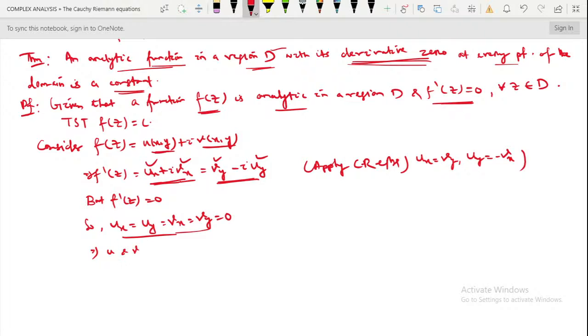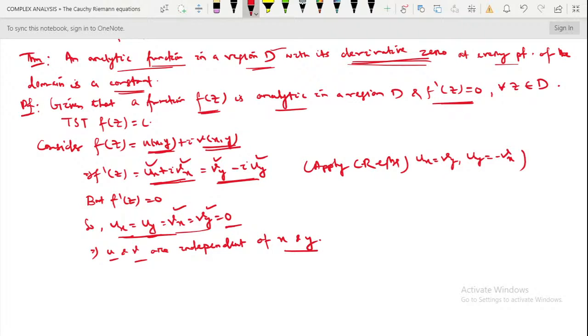This implies u and v are independent of x and y. The partial derivative of u with respect to x is 0, and its partial derivative with respect to y is 0. That means u is independent of x and y. Similarly, vx is 0 and vy is 0, so v is also independent of x and y. So u and v are independent of x and y.